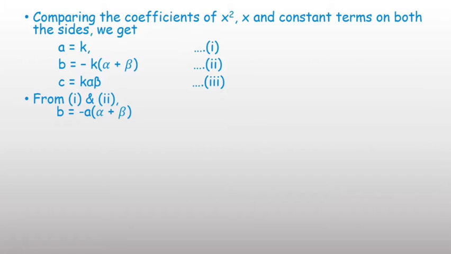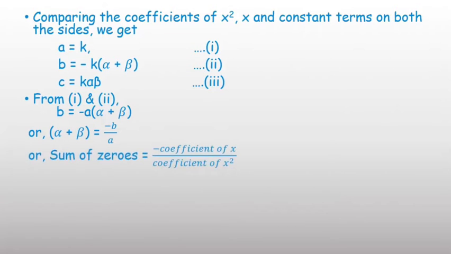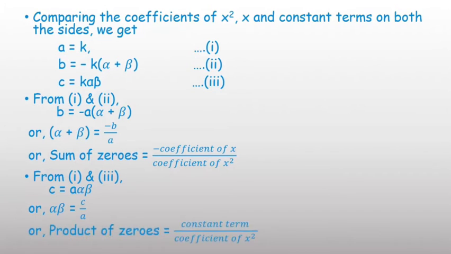From first and second, simplify, we will get alpha plus beta equal to minus b upon a, or you can say sum of zeros equal to minus coefficient of x upon coefficient of x square. That is the first relationship between zeros and coefficients. From first and third, c equal to a into alpha beta, or further you will get alpha beta equal to c upon a, or product of zeros equal to constant term upon coefficient of x square.